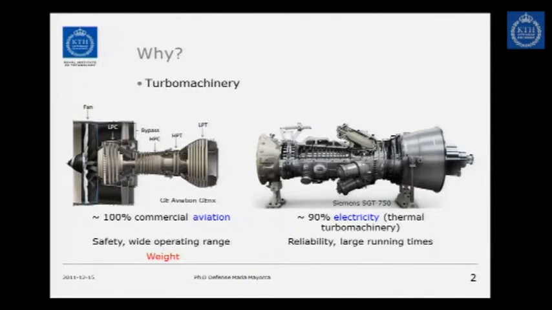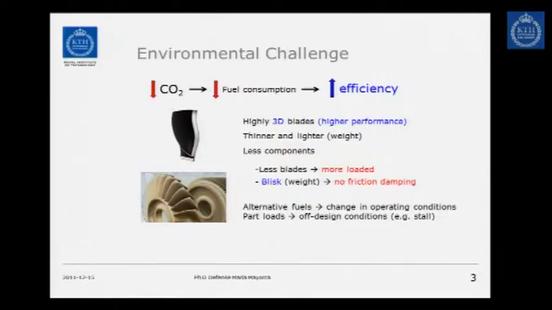On the other hand, we have very large use of turbomachinery, in general thermal turbomachinery, in electricity production. And this is around 90%, let's say, we can say we have turbomachineries in energy production. Not only gas turbines, but in general thermal turbomachineries. And one of the important aspects here is the reliability, and then these machines need to work for very large running times.